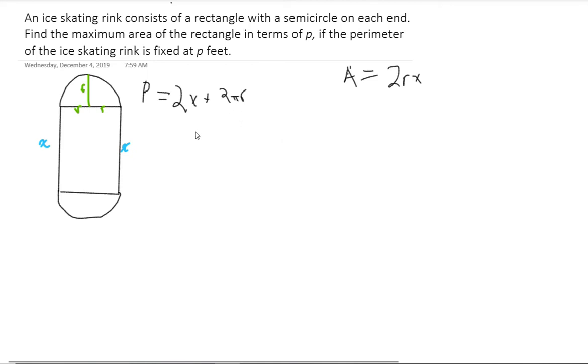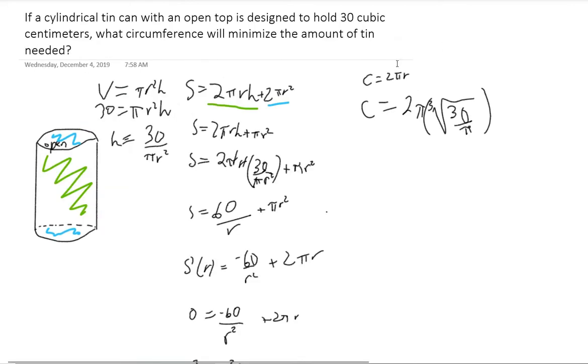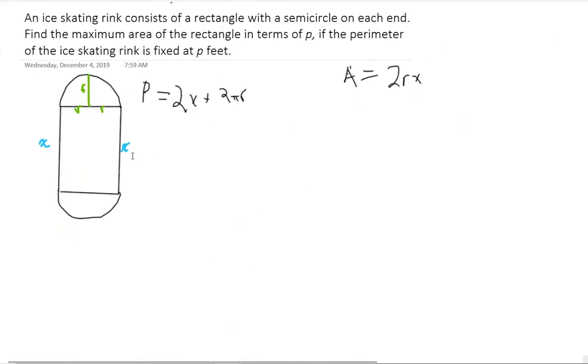So here we're just going to... It doesn't really matter which one you do, since area has both r and x. The last question, circumference, only had r. This one has r and x, so it doesn't matter which one you solve for now. We're just going to solve for x.